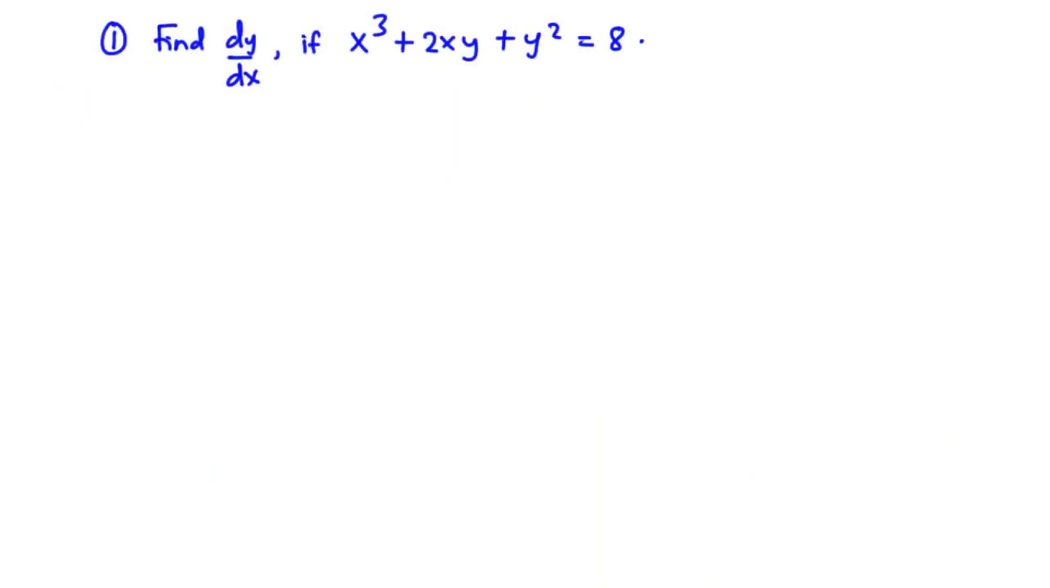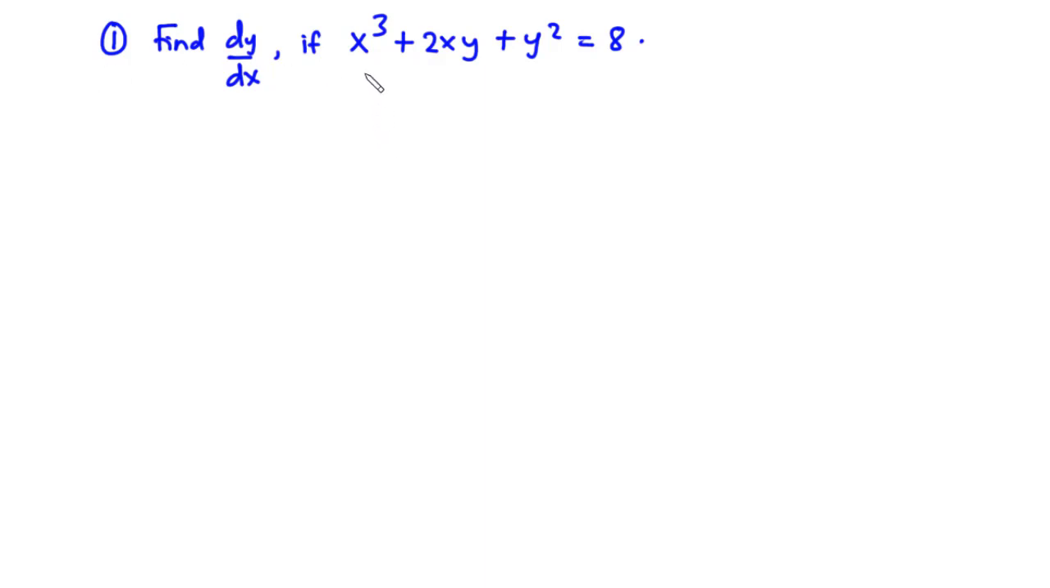In our first question, we are going to find dy/dx if x cubed plus 2xy plus y squared is equal to 8. This is an implicit function, and for implicit functions we differentiate term by term with respect to x.